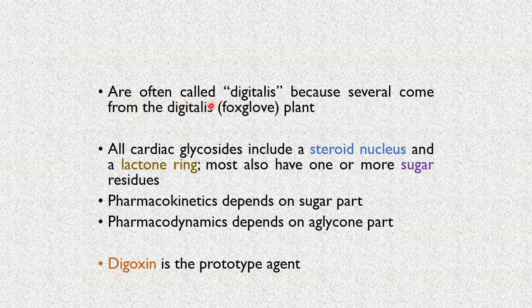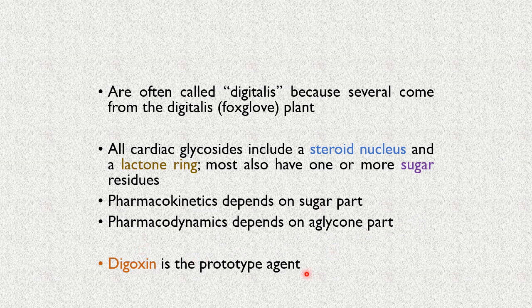They are often called digitalis because most of them come from the digitalis plant, which is the foxglove plant. All cardiac glycosides include a steroid nucleus, a lactone ring, and one or more sugar residues. Their structure is really important. This question can be asked to you in your exams during viva. You should know their structure, that they have a steroid nucleus, a lactone ring, and sugar residues. Their pharmacokinetics depends on the sugar part, which is the glycone part, and the pharmacodynamics depends on the aglycone part.